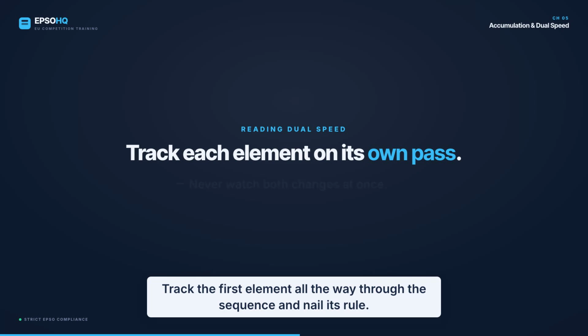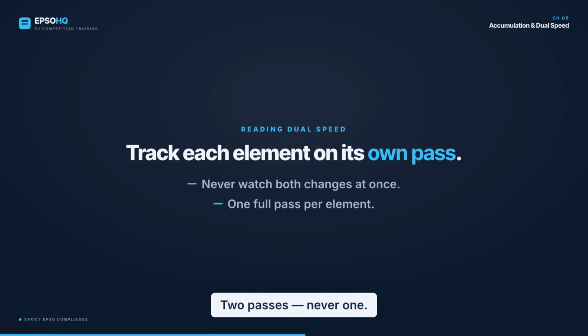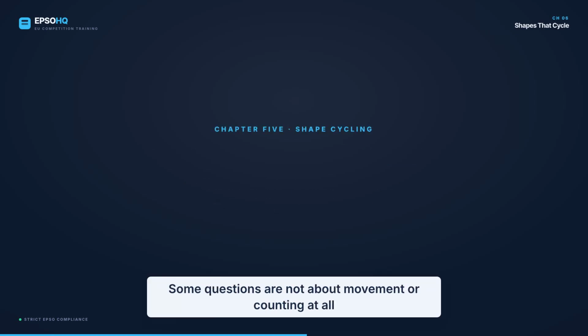Track the first element all the way through the sequence and nail its rule. Then go back to the start and track the second, separately. Two passes, never one.